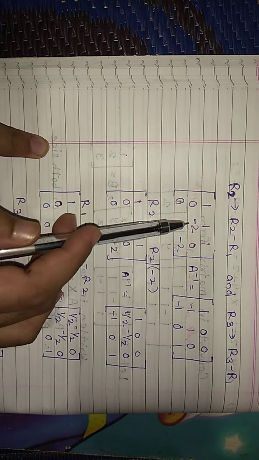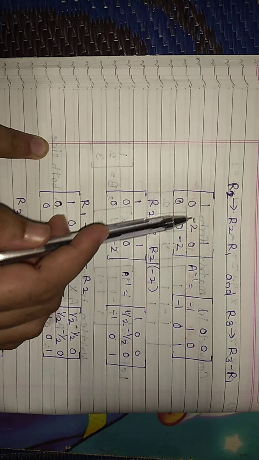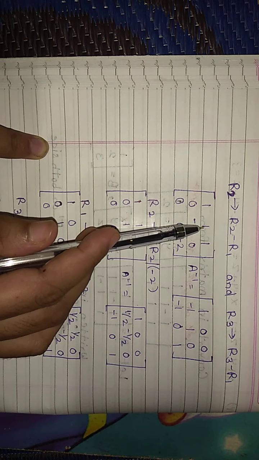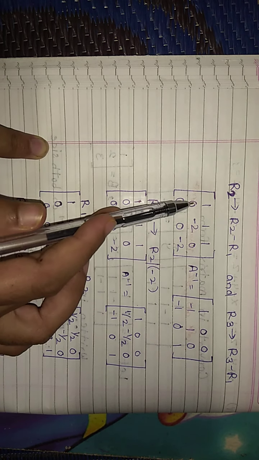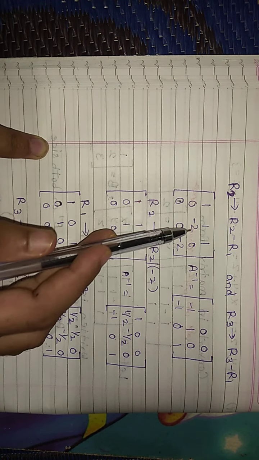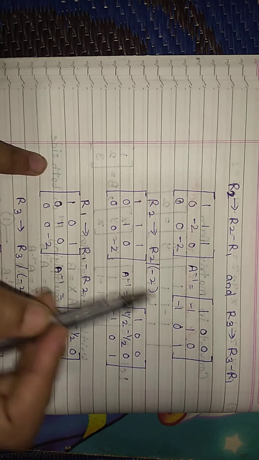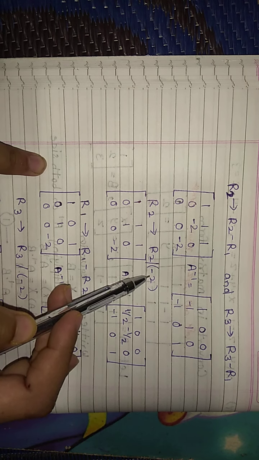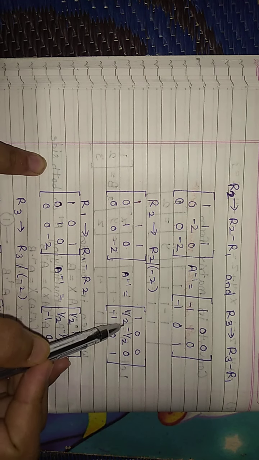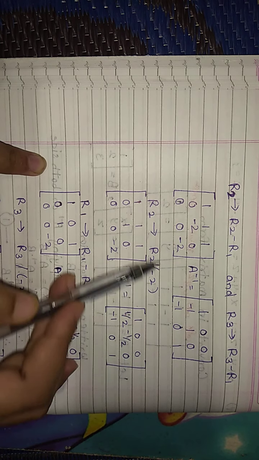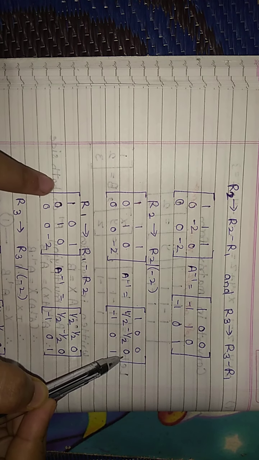Now the next step, 1, 0, 0. Now minus 2 we have to convert as a 1. So minus 2 divided by minus 2 become 1. So 0 upon minus 2, 0, minus 2 upon minus 2, 1, 0 upon minus 2, 0. Minus 1 upon minus 2, minus minus sign get cancelled, 1 upon 2. 1 upon minus 2, minus 1 upon 2. 0 upon minus 2, 0.